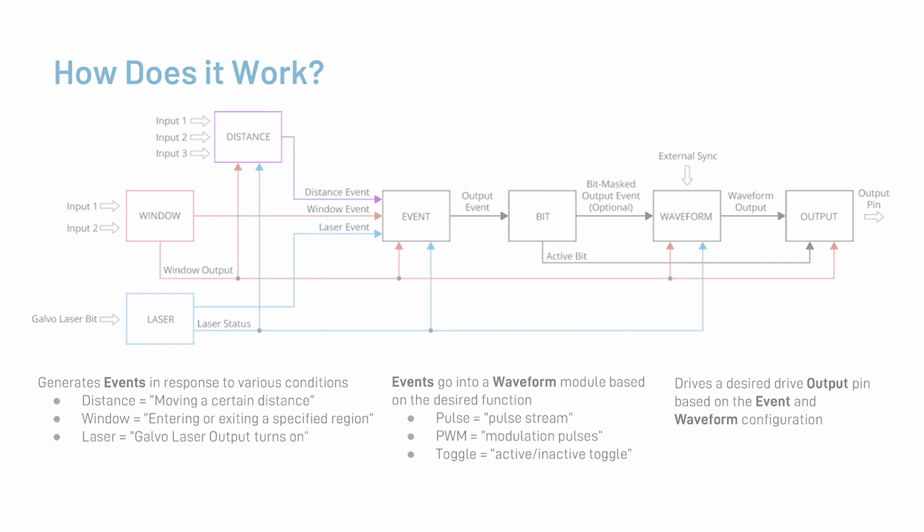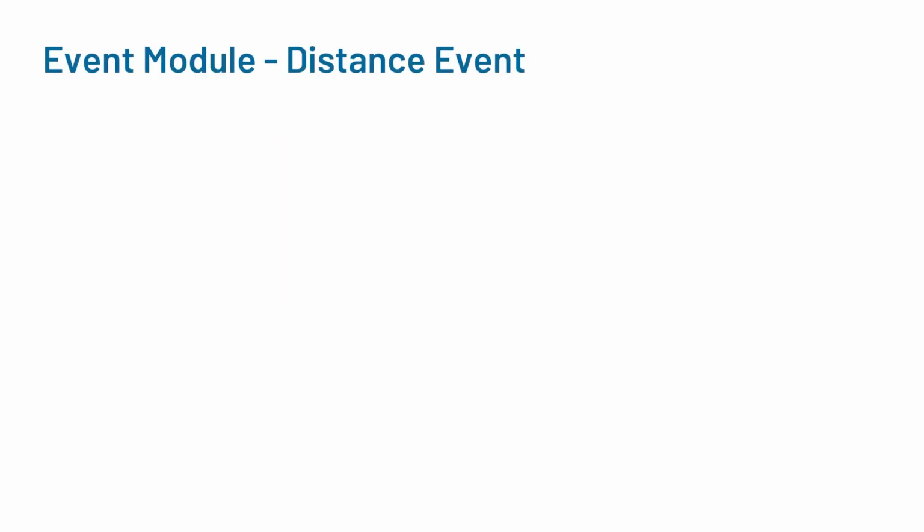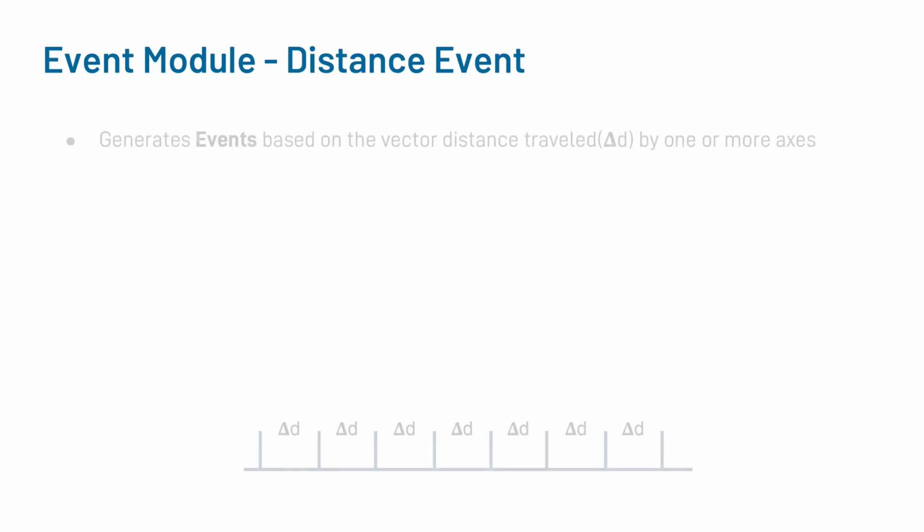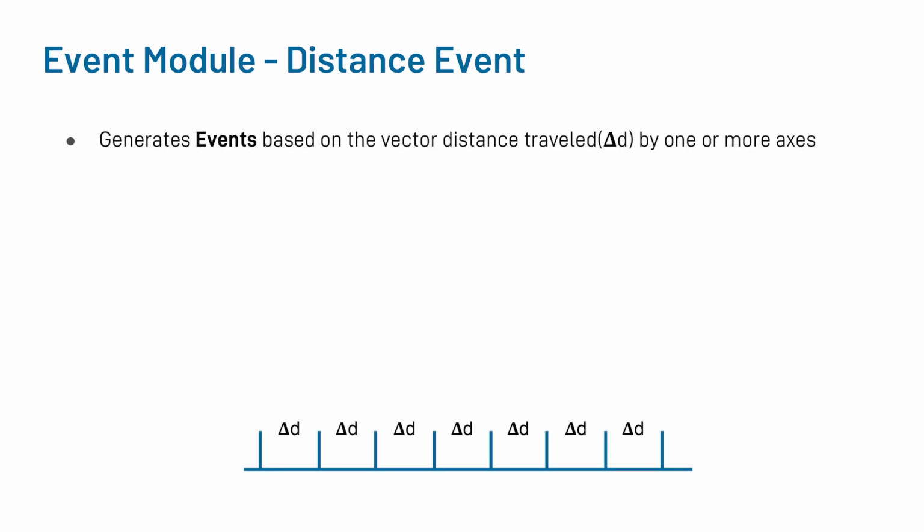Okay, so starting first with the event modules, let's look at the different types. First up are the distance events. The distance events generate your output pulses based on the vector distance traveled by one or more of your axes. So for instance, like we see in the image below, events will occur every time that an axis has moved a certain distance. Again, I want to reiterate that the distance module outputs these events based on the vector distance.